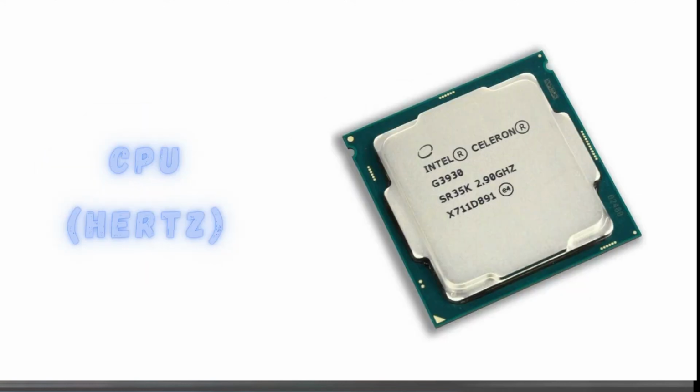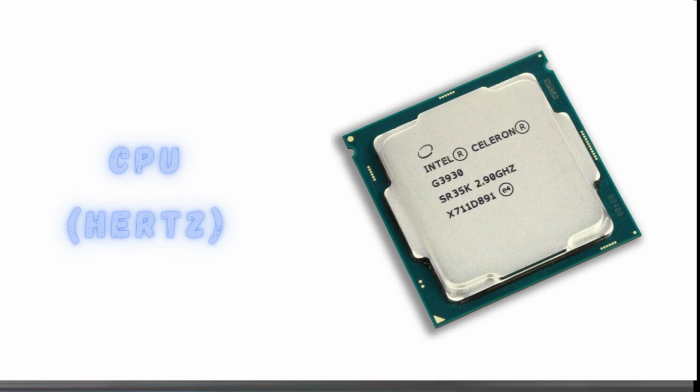Now the CPU itself is measured in hertz. Just like I said earlier, it can be one CPU or a single CPU. It can be dual core or quad core and so forth.